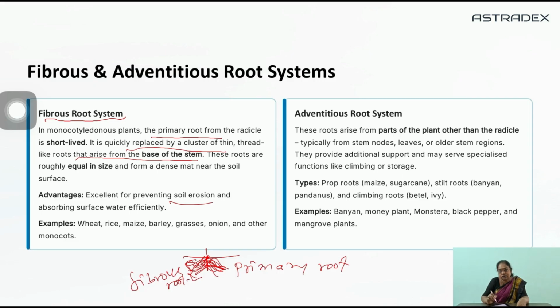This fibrous root system occurs in monocotyledon plants, that means monocot plants like wheat, rice, maize, grasses, etc. This is fibrous root system.